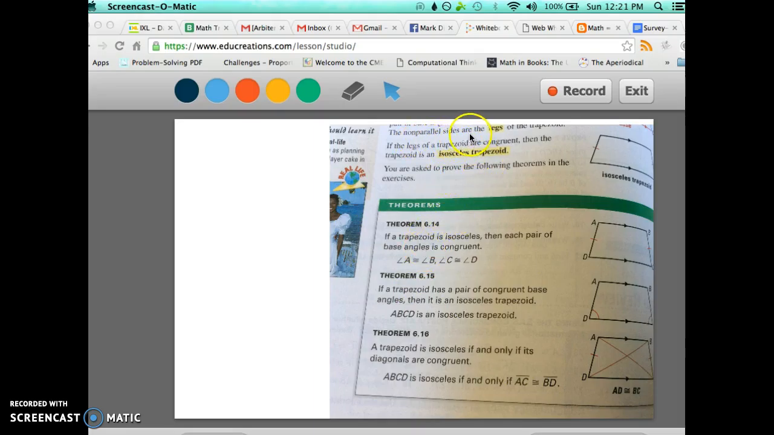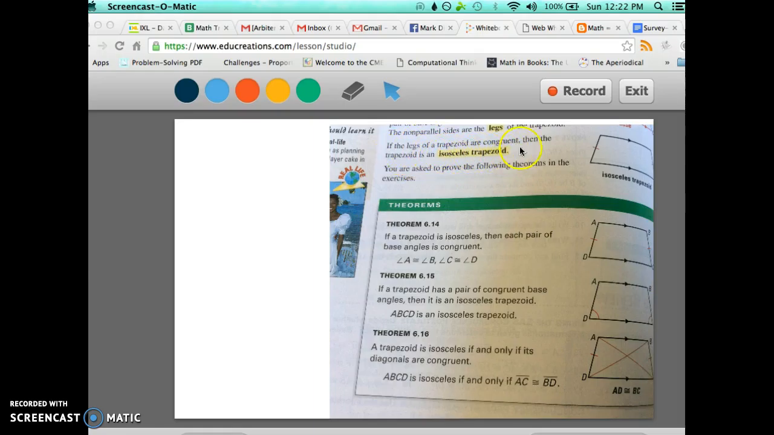The non-parallel sides of the trapezoid are called the legs. Those are out here. The parallel sides are called the bases. Bases, legs. It doesn't matter. The bases are not always longer. In these pictures, the bases are longer, but sometimes the legs can be longer than the bases. The only thing that makes the bases is that they're parallel. Legs, not parallel. If the legs were parallel, then it would be a parallelogram because you'd have two pairs of parallel sides.